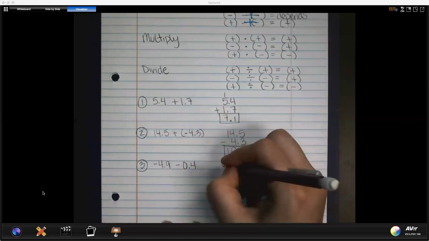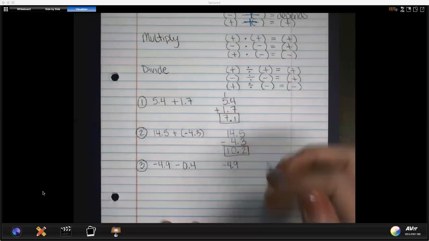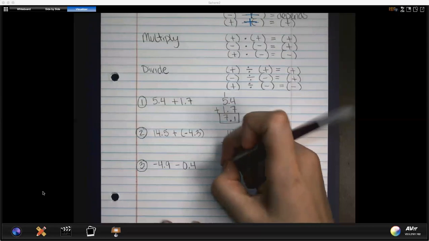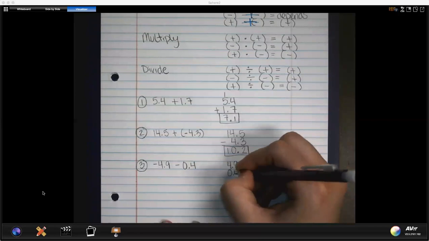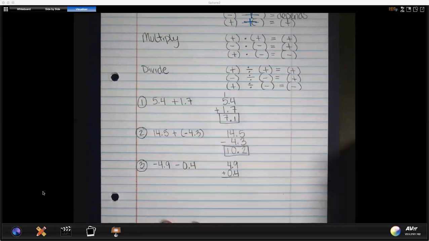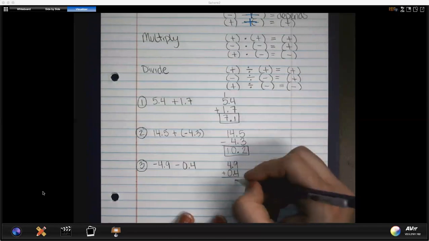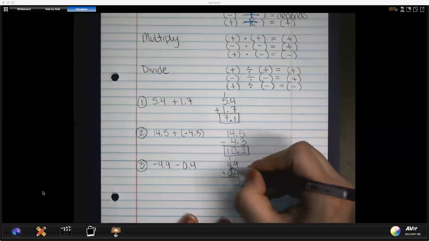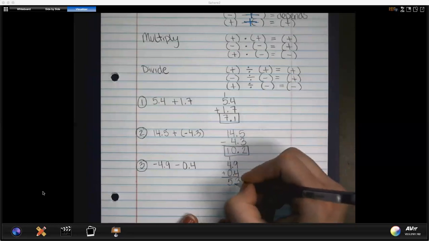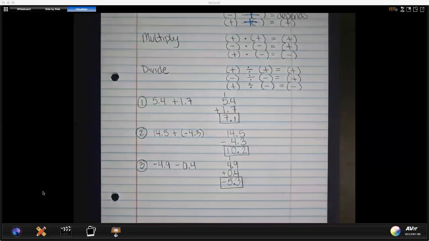So we get negative 4.9 and negative 0.4, but since we're adding them, we're just going to treat it like an addition problem here. Combine them. 9 and 4 give us 13, which gives us 1 and 4, which is 5. Bring down the decimal and put that negative back on there. Negative 5.3.